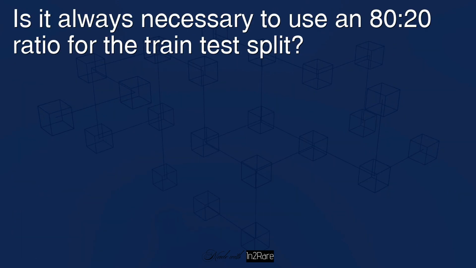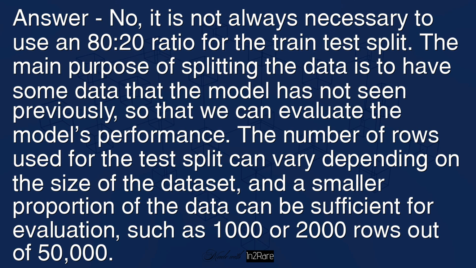Is it always necessary to use an 80-20 ratio for the train-test split? Answer. No, it is not always necessary to use an 80-20 ratio for the train-test split. The main purpose of splitting the data is to have some data that the model has not seen previously so that we can evaluate the model's performance. The number of rows used for the test split can vary depending on the size of the data set, and a smaller proportion of the data can be sufficient for evaluation, such as 1,000 or 2,000 rows out of 50,000.